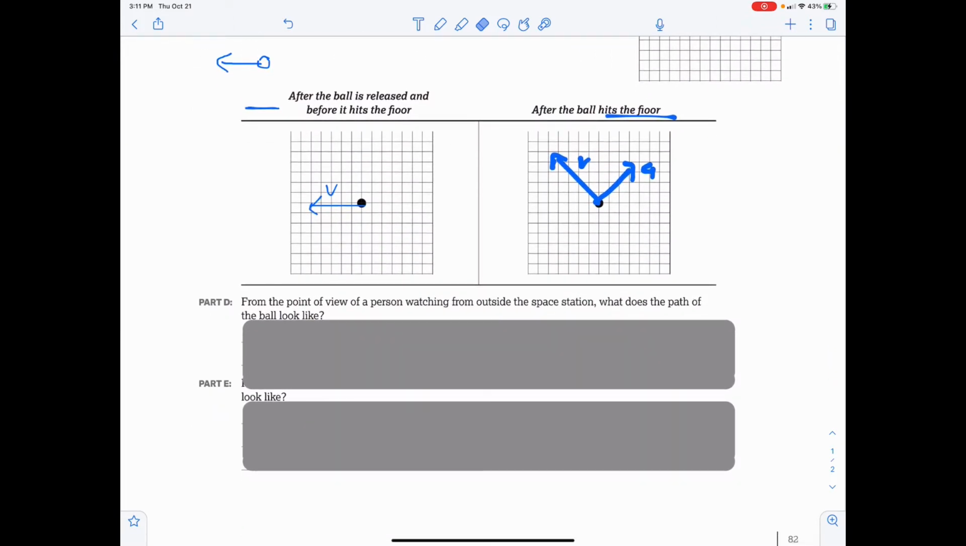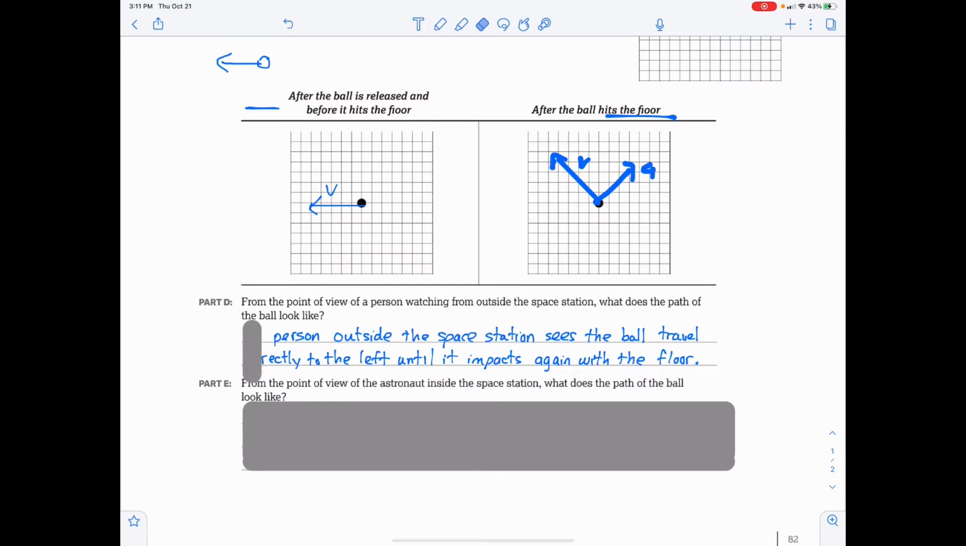Part D. From the point of view of the person watching outside the space station, what path does the ball look like? A person outside the space station sees the ball travel to the left until it impacts again with the floor. Because remember, it's the floor that rotates. The ball is just seen moving in a straight line to the left.